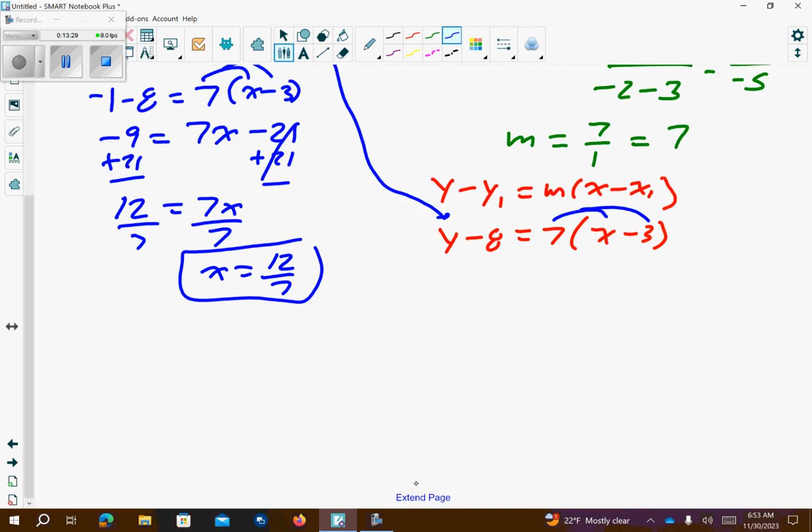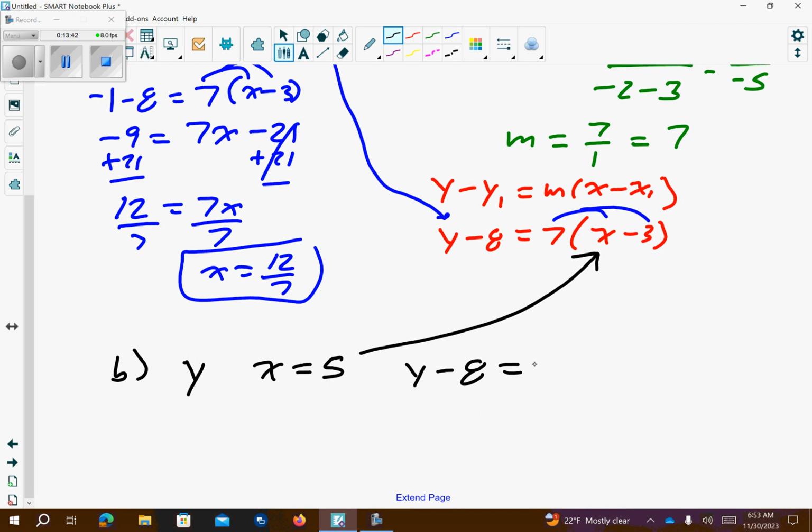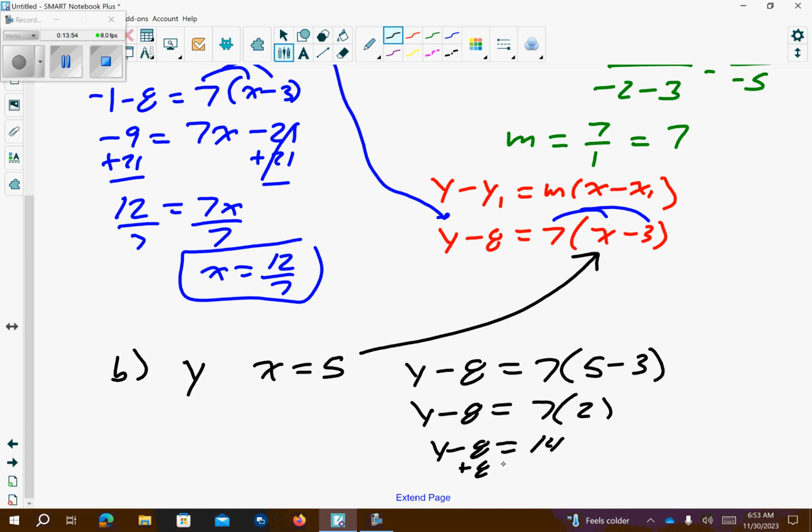And then let's see if we go down a little bit more. The answer to letter B, we want to find the value of y when x is equal to 5. Well, let's go back up. I'm going to take this 5 and plug it in here now. So I get y minus 8 equals 7 times 5 minus 3. Do the parentheses first. 5 minus 3 is 2. 7 times 2 is 14. And add 8 to both sides. So y equals 22. So that's the answer to B. That's a tougher one.